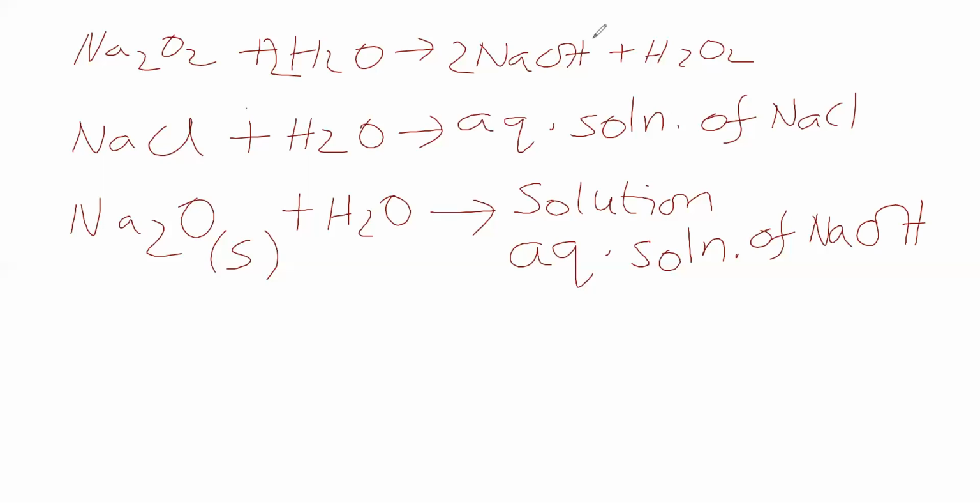Experiment says aqueous solution of sodium hydroxide. See, we have taken sodium oxide, we are adding water, we are getting a solution since it dissolves. But what is the solution? The solution is an aqueous solution of sodium hydroxide. Why is it so? Why is the solution sodium hydroxide instead of oxide? What is the reason?